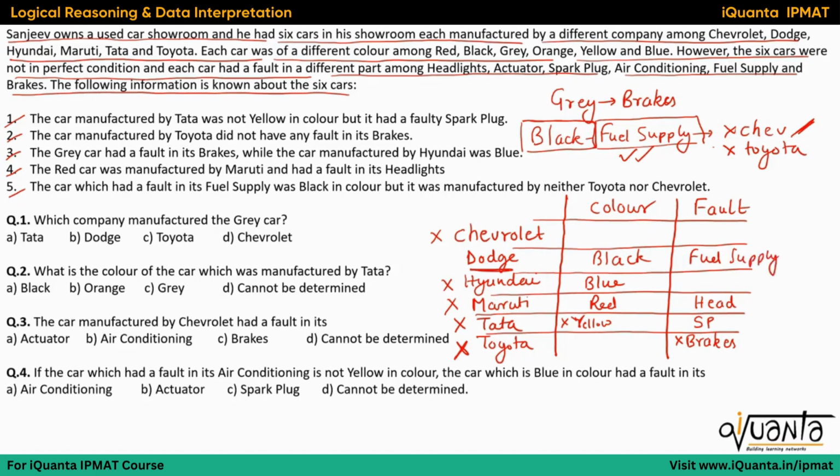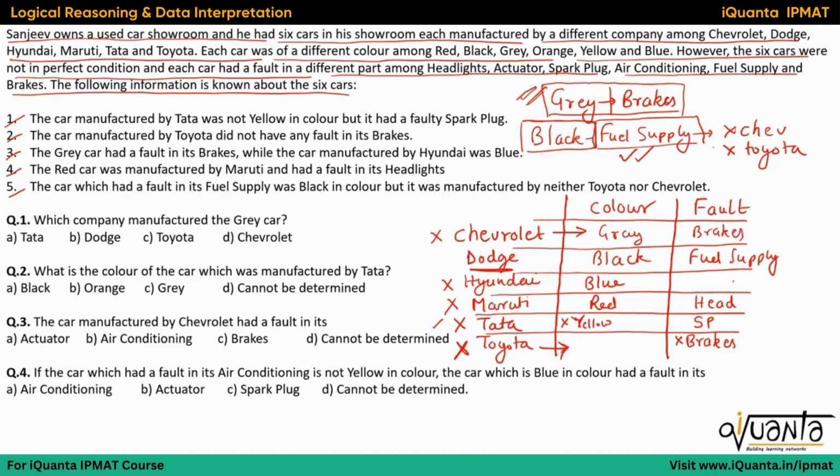Now we had one more clue that the car which is grey in color has a fault in its brakes. So now we need a block for this also. And since we have only 2 spaces left here for Chevrolet and for Toyota, we cannot include this into the Toyota row because Toyota doesn't have a fault in its brakes. So very clearly this will be the car from Chevrolet. So it will be grey in color, will be having a fault in its brakes.